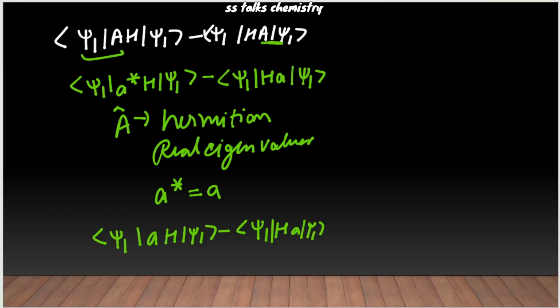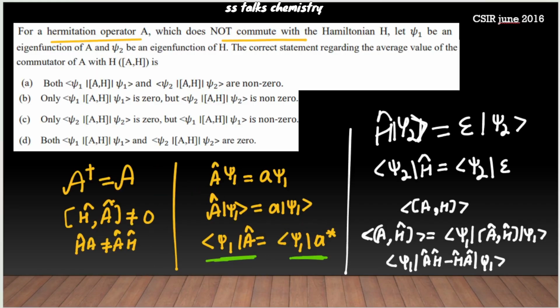So A, becoming a constant, will come outside. We are left with psi1 H psi1 minus psi1 H psi1. So these both are the same values only, and overall it is coming out to be 0. That means if the commutator operator is applied upon the wave function psi1, I am getting the average value as 0. Right? In a similar way, on the wave function psi2 also we can find it.